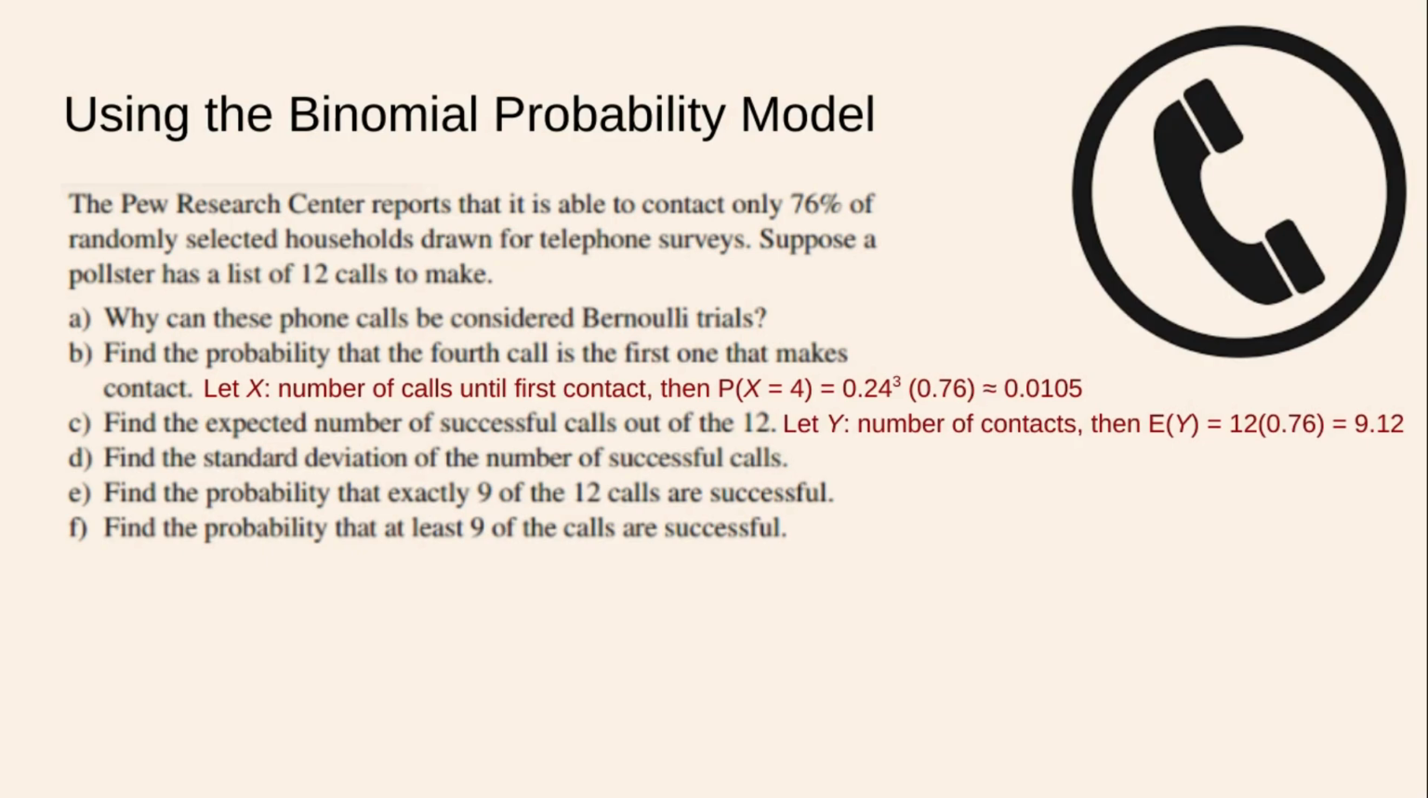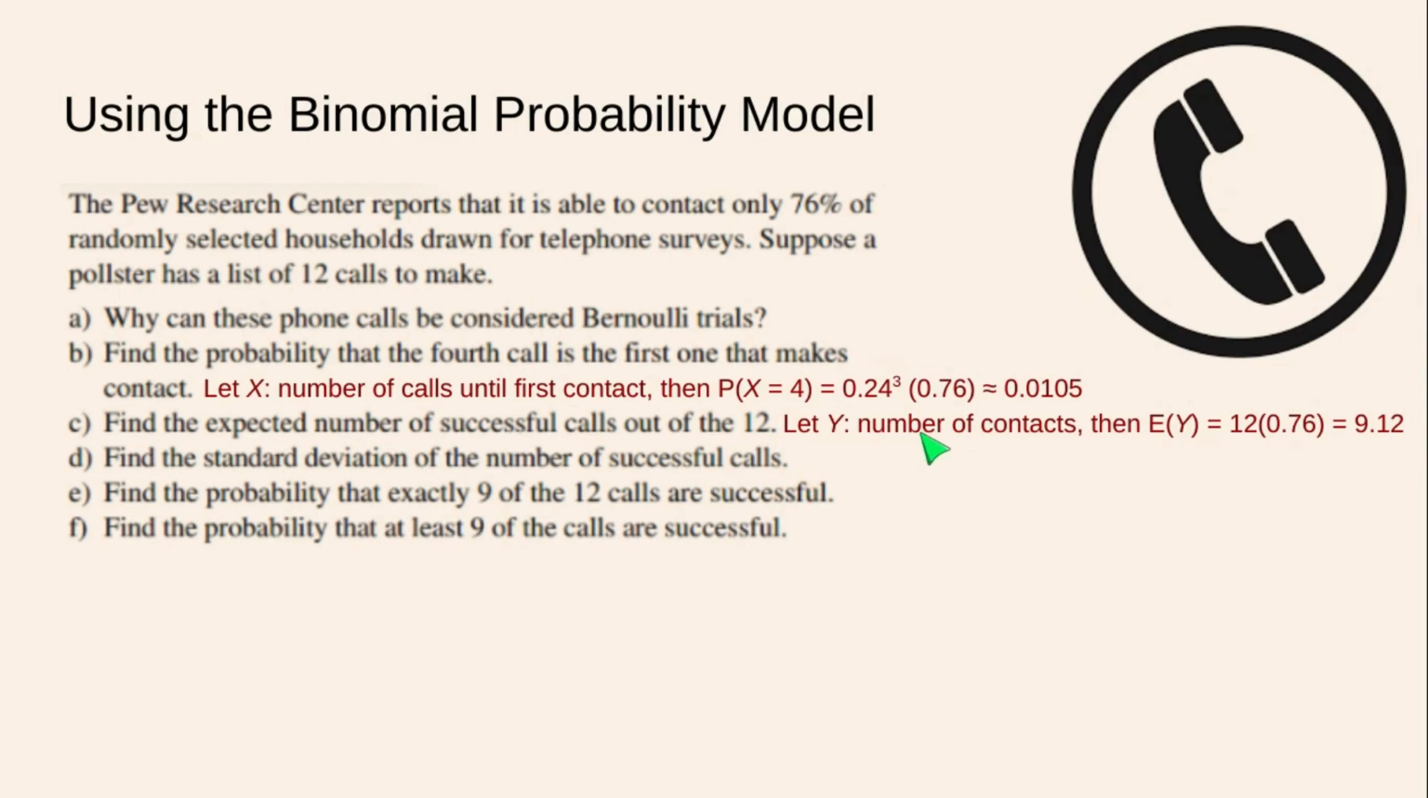So we're going to let y be the number of contacts in the 12 calls. Then the expectation of y, which is a different variable, is distributed according to the binomial model. There are 12 trials and odds of success of 76%. So we do n times p, which is equal to 9.12.